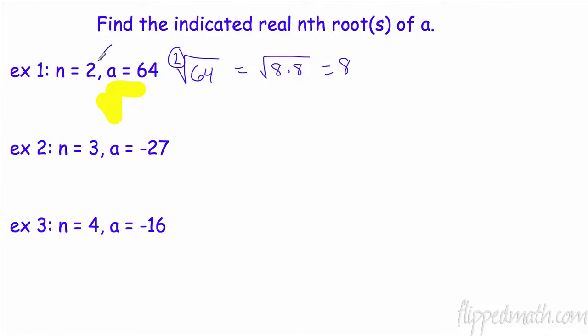But remember, this is even. And remember our even rule. If I have an even root, then I'm going to have two possible answers. When I'm finding the roots, I have two possible answers: the positive or the negative.